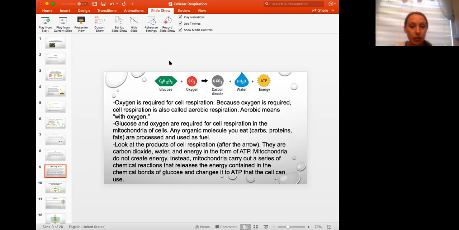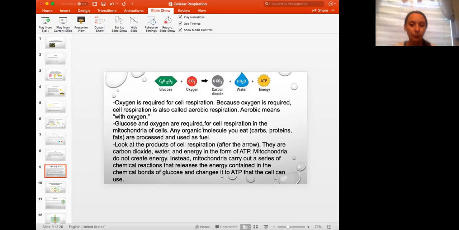Glucose, there's our sugar, and that comes from photosynthesis. So this is the product of photosynthesis. Glucose and oxygen are required for cell respiration, again, in the mitochondria of the cells. You think about everything that you eat, carbs, fats, proteins, it all gets processed and used as a fuel.